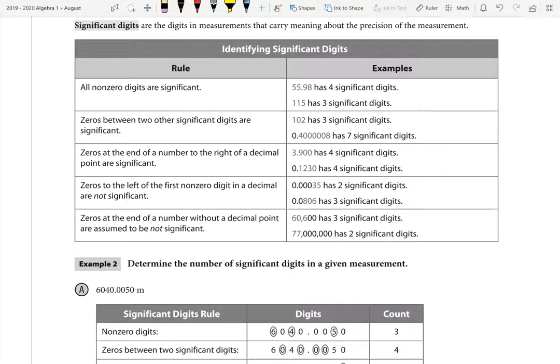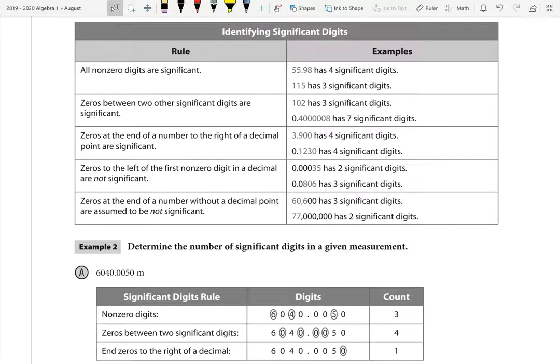Okay. Third rule, zeros at the end of a number to the right of a decimal point are significant. So these zeros matter if it's behind the decimal place, if it's to the right of the decimal place, but only to the right of the decimal place.